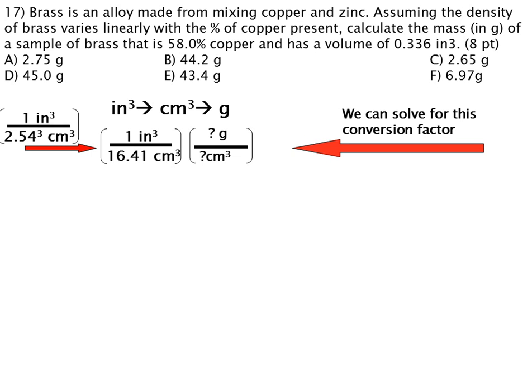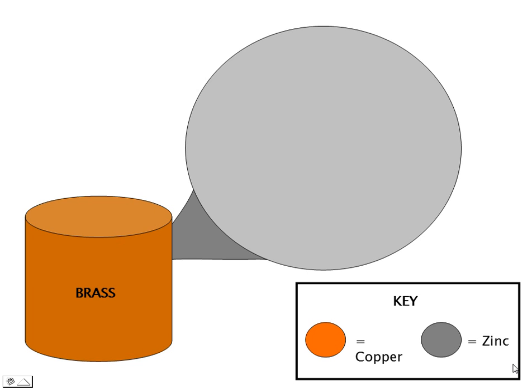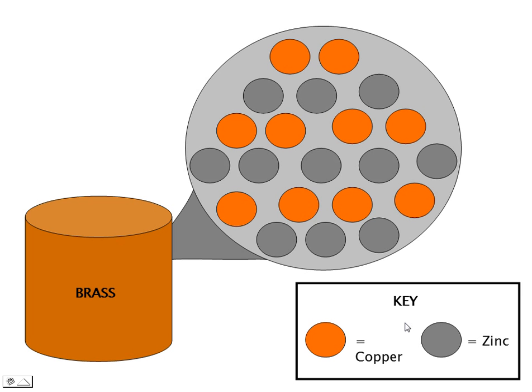centimeters cubed. Let's look at this animation to help us better understand the underlying concept and overall idea of what an alloy is. In this animation, we have a cylinder of brass which contains both copper and zinc molecules. The copper molecules are represented with orange circles, and the zinc molecules are represented with gray molecules. Notice that the fraction abundance of each type of molecule is different.